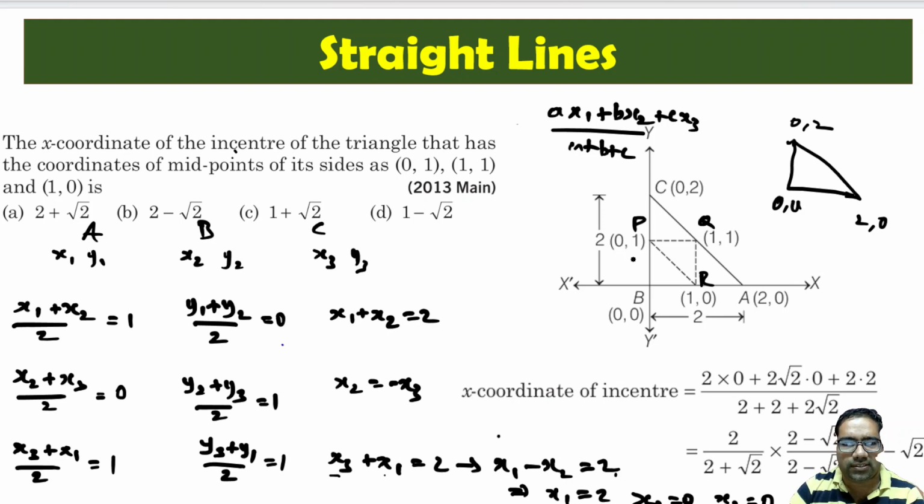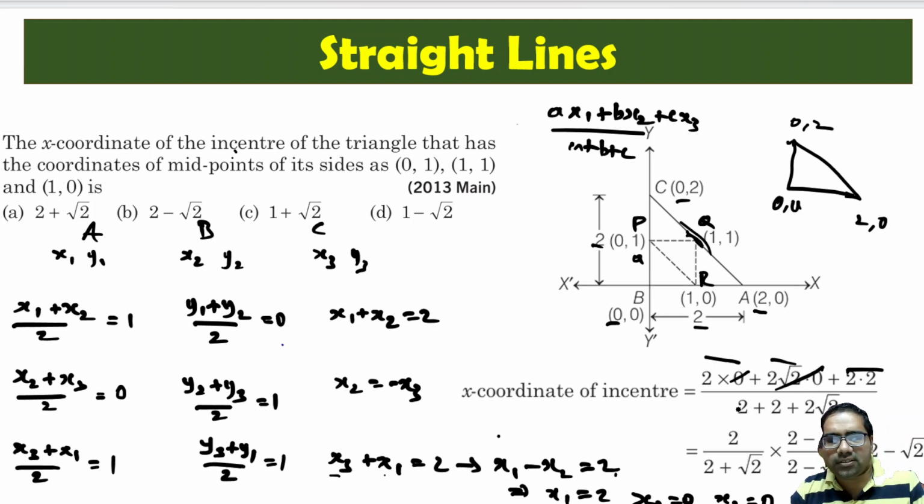So, 2 into x1. What is our a? This is our a. So it is 2 into 2, then 2 into 0, and 2 root 2 into 0. Then the 2 root 2 side into 0, and again this 2 into this 0, by a plus b plus c, which is 2 plus 2 plus 2 root 2. The length of this is 2 root 2. So this is 0, this is also 0.